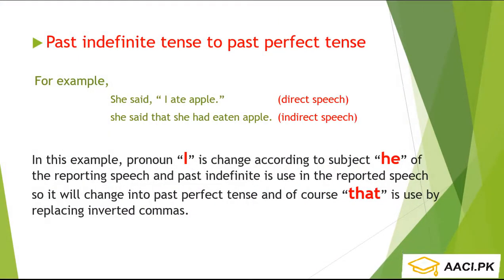Past indefinite tense. If past indefinite tense is present in reported speech, then it will be converted into past perfect tense. For example, she said, I ate apple. She said that she had eaten apple. In this example, pronoun I changes according to the subject, that is she, of the reporting speech. And past indefinite tense used in the reported speech will change into the past perfect tense. And of course, that is used by replacing the inverted commas.